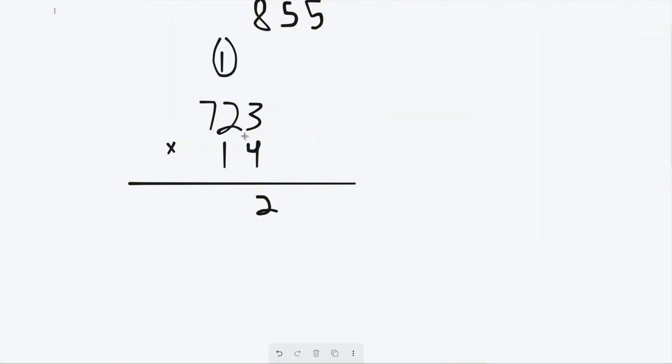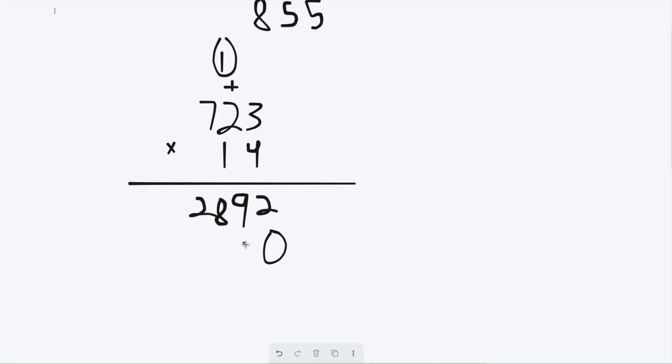4 times 2, 8. 8 plus 1, because we have to do that. 8 plus 1, 9. And then 4 times 7, 28. Is it the last number? Yes, it is, so we can write it fully. 28. Now we go on to the 1. So we'll put a 0 because it's the tens digit.